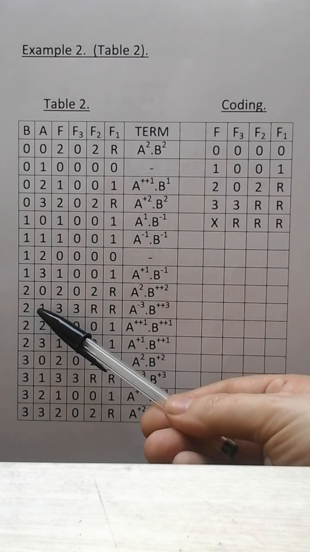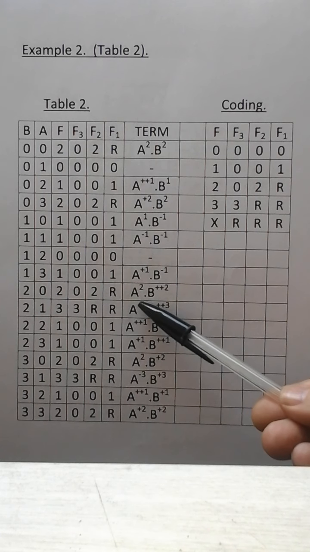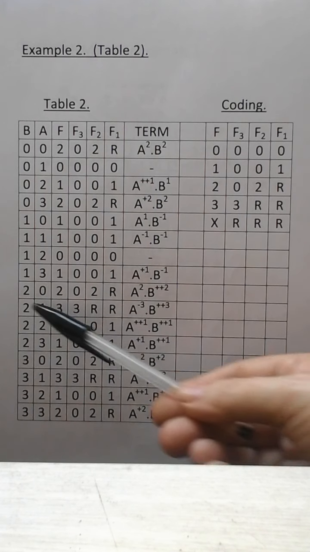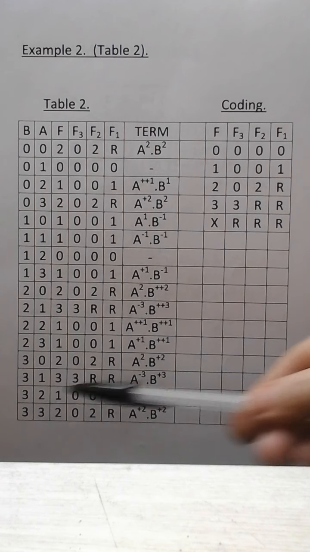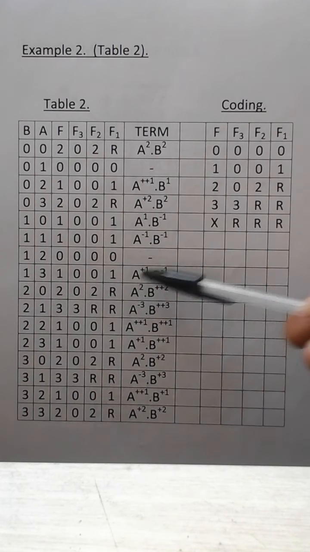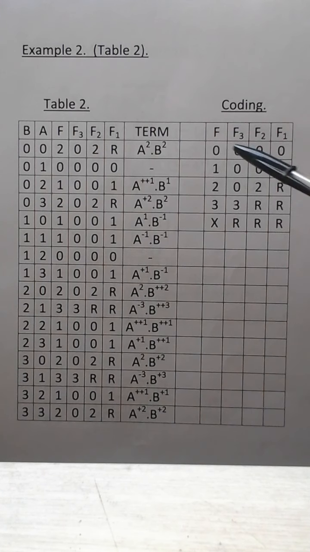And what do I have to do to A to get it to a 0? I have to minus 1, so it's A minus 3. And what do I have to do to 2 to get it to a 0? I have to add 2, so it's B plus plus 3. So all these terms are valid for one row of the truth table, and you connect the terms together using the maximum function. For coding, F equals F3 max F2 max F1.